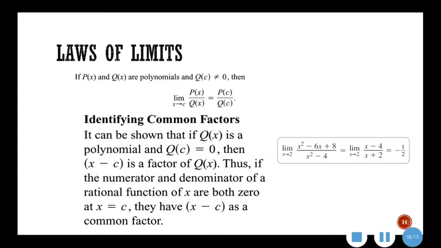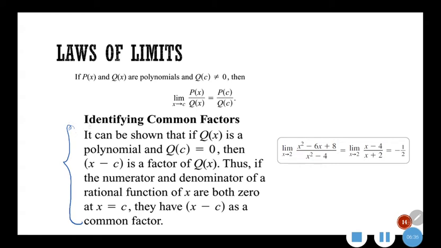Okay, now we proceed to laws of limits. Okay, if Px and Qx are polynomials and Qc cannot be 0. Alright, so ni panjang-panjang ni, maybe if we read it and you try to understand, it's a bit hard, then it will be easier for me to just explain to you what it means through an example.